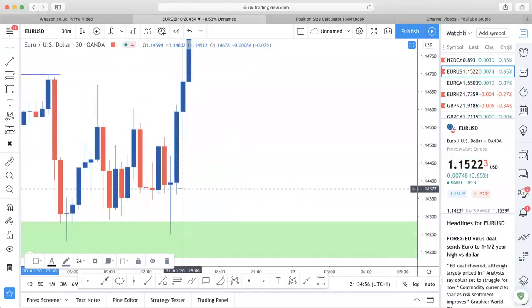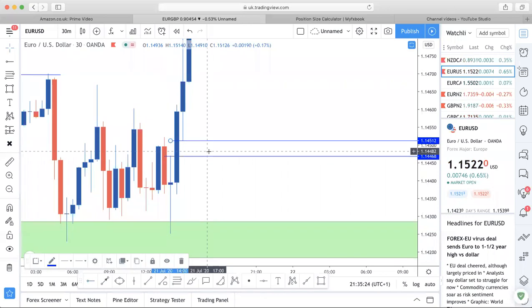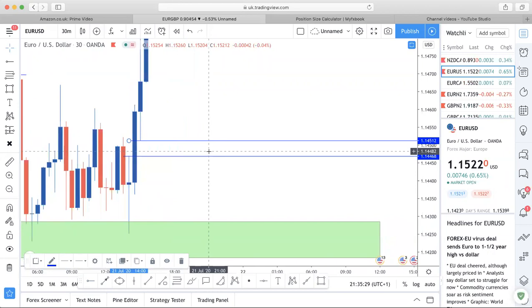Can we see in this area, the wick of this candlestick is not touching that wick? Give me a 1 if you can identify that. The wick of this candlestick is not touching that candlestick right there. So if I put a line right here, and a line right there, this is what I call an imbalance in the market.